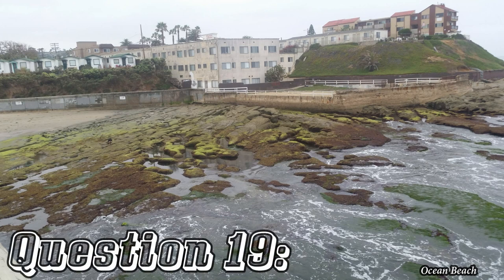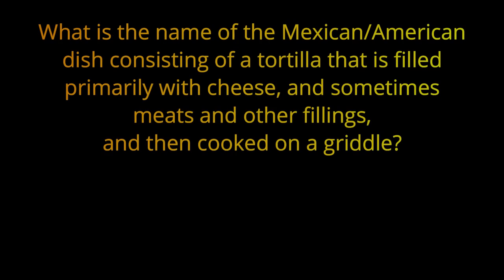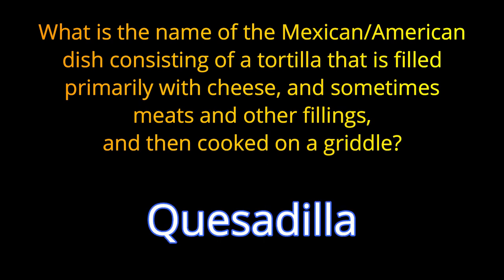Question number 19. What is the name of the Mexican-American dish consisting of a tortilla that is filled primarily with cheese and sometimes meats and other fillings and then cooked on a griddle? The answer is a quesadilla.